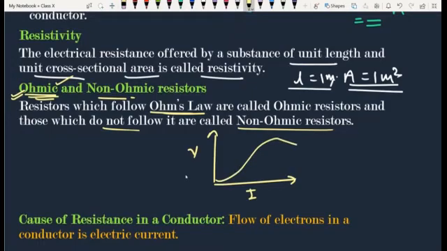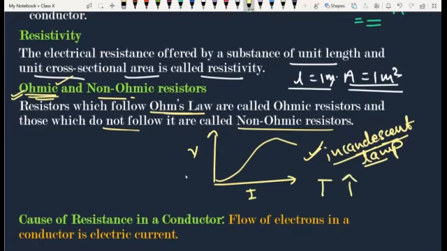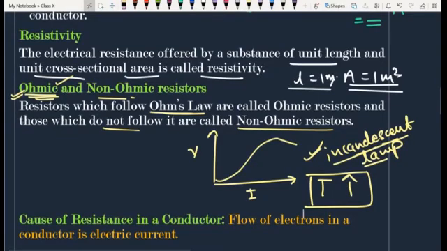So, an incandescent lamp, which you have seen and we use often for household purposes, is a non-ohmic resistor. It provides a non-ohmic resistance to the circuit, because when the bulb glows, the temperature of the bulb increases, so it stops following Ohm's law. As I said earlier, Ohm's law is applicable only when the physical conditions are constant.